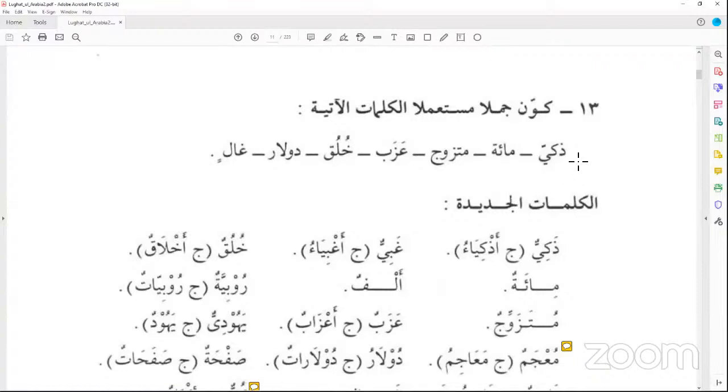So make any sentences from these words, brothers and sisters. Zakiyun. Any jumla ismiya. Zakiyun means intelligent. Hada talibu zakiyun, good. Miyatu. Huwa waladun zakiyun, good. هذا الكتاب ب$100, good. متزوج, married.